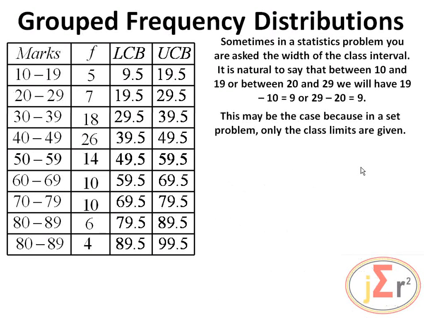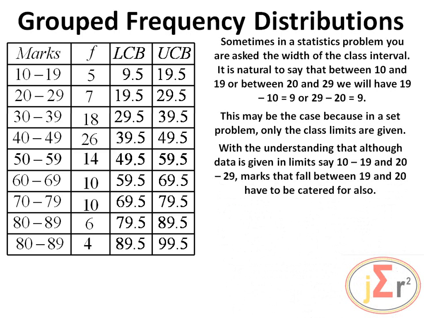This may be the case because in a set problem, only the class limits are given. So like we have right here, the class limits are given. And that is how we usually have problems given, with the class limits. So if we are going to just jump and find the width of the class interval, quite likely we are going to say 19 minus 10 is 9 and 29 minus 20 is 9.